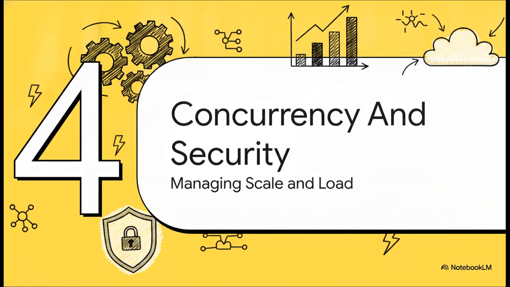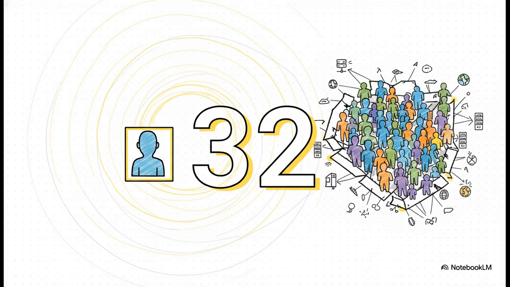All right, section 4, concurrency and security, managing scale and load. As outlined in the specific curriculum for this explainer covering episode 32, understanding the true scale is an absolute necessity. You aren't just testing for a single user clicking around in some perfectly controlled sandbox environment. You're testing for the chaotic, totally unpredictable reality of the open web.